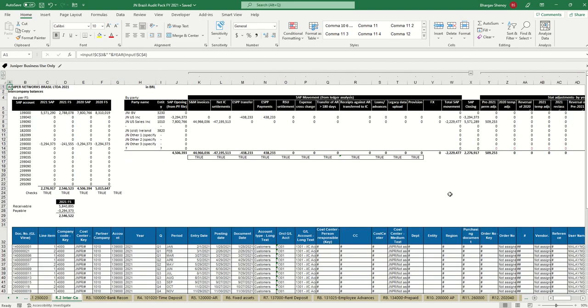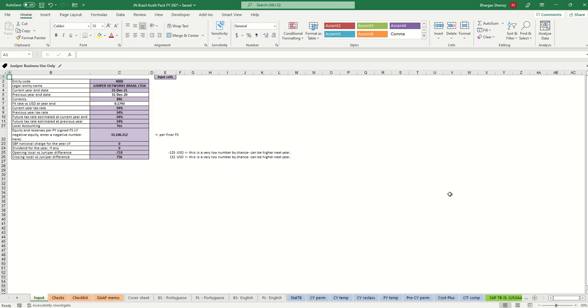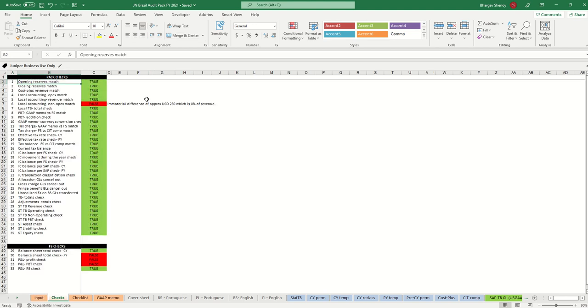So coming to the first sheet, we'll start with the input sheet. Basically this tells us what is the name of the entity, what is the entity code, which year we are looking at, what the tax rates are, and what our equity is as per last year's signed financial statements. This is just to understand what entity we are trying to look into. Then there is the checks column.